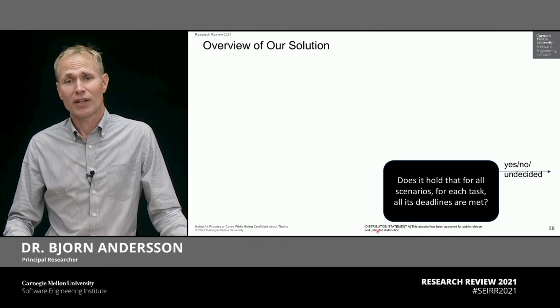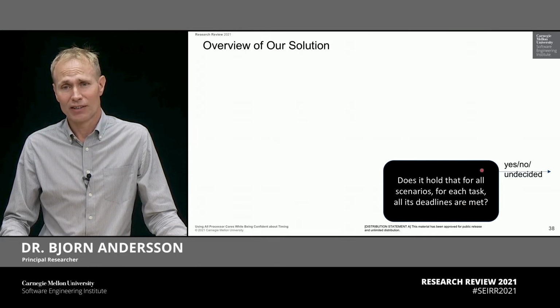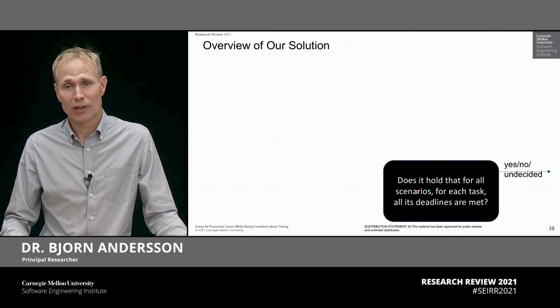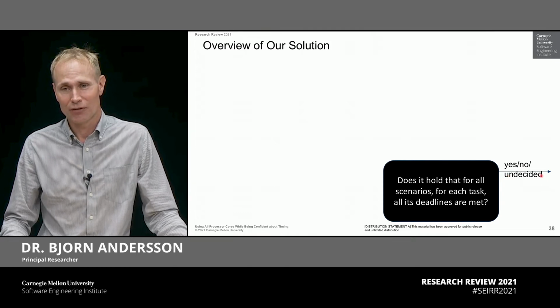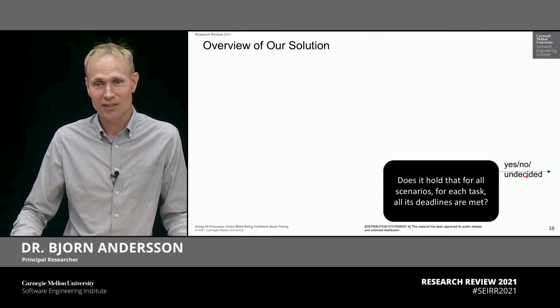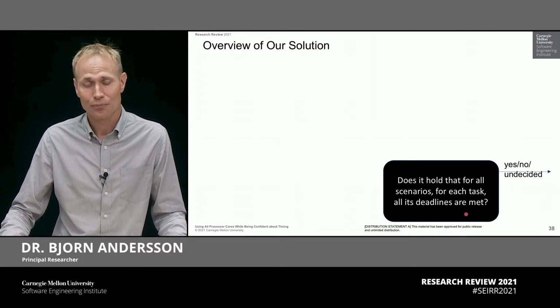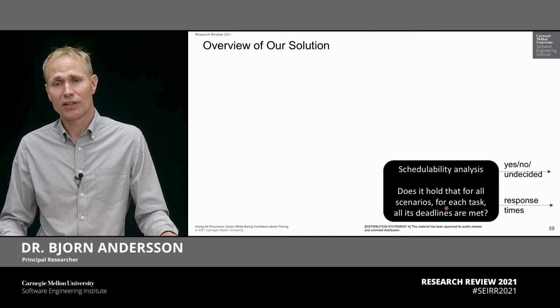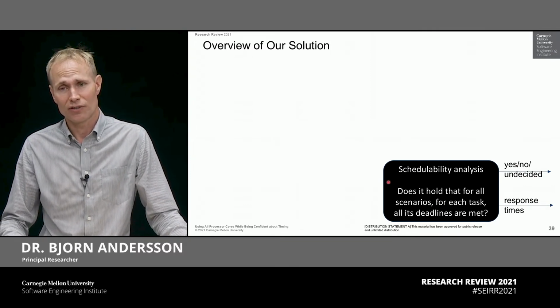So we would like to ask a question. Does it hold that for all scenarios, for each task, all its deadlines are met? That's an algorithm or procedure we would like to have, and we have developed that in the project. It should output yes, no, or undecided. Ideally, we don't want it to produce the result undecided, but sometimes it's very hard to answer this question, so sometimes we produce the word undecided. But we would like it to produce the answer yes or no. In the literature, this is known as schedulability analysis. That's a term of art in the research literature.